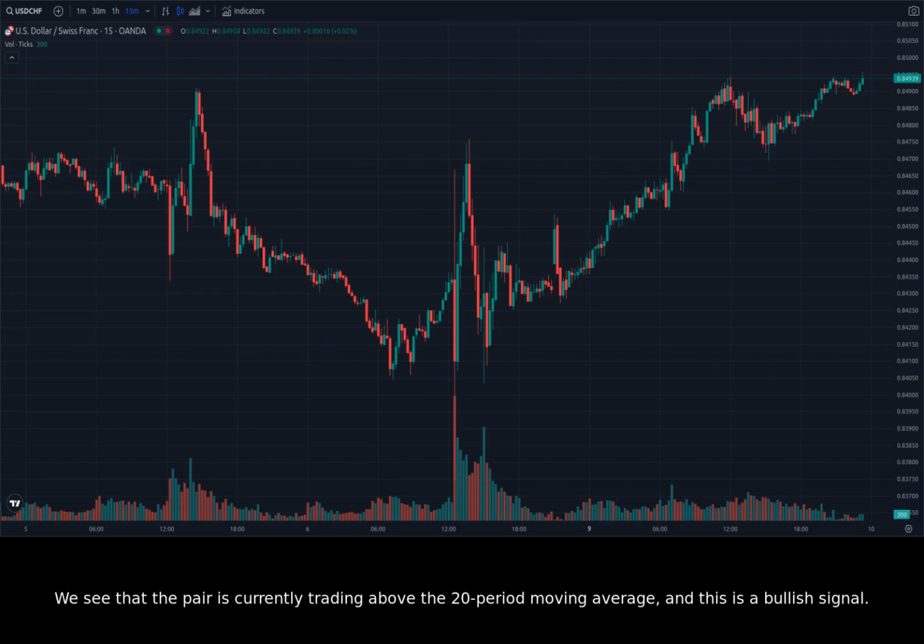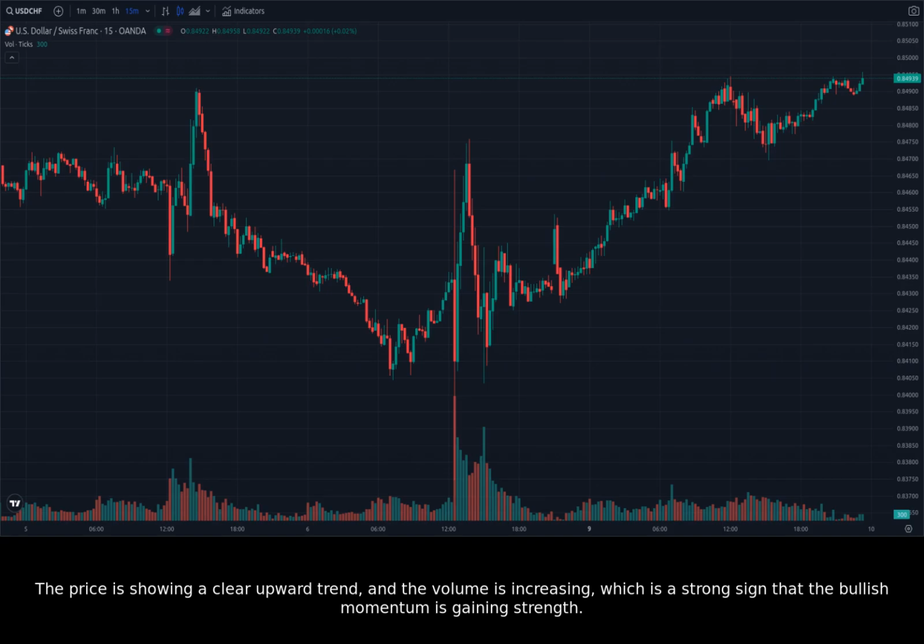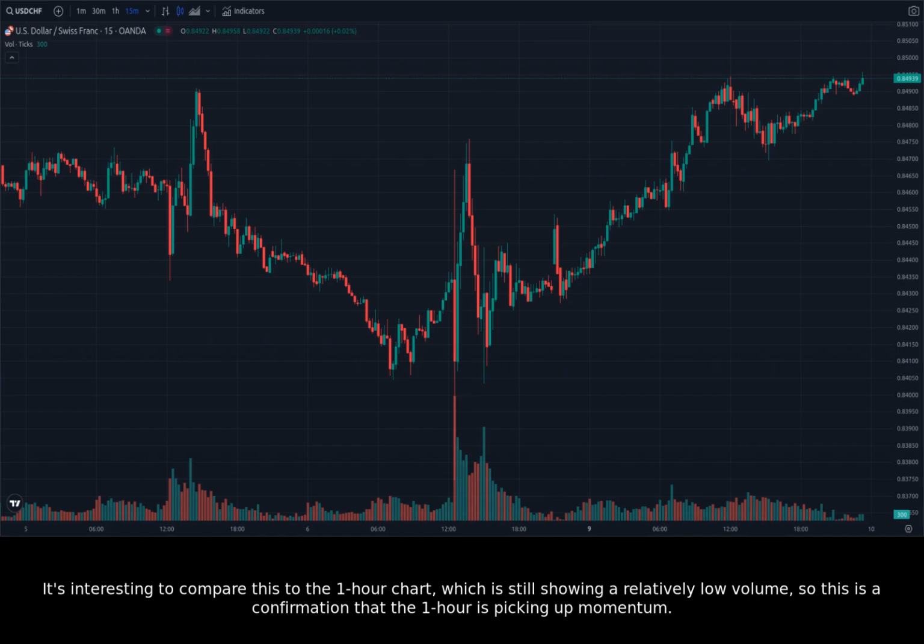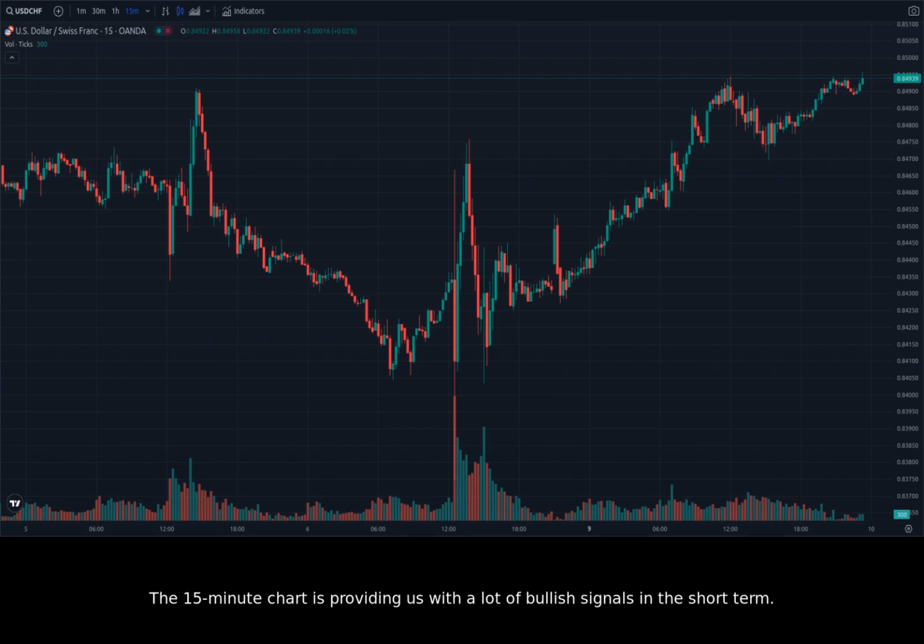We see that the pair is currently trading above the 20-period moving average, and this is a bullish signal. The price is showing a clear upward trend, and the volume is increasing, which is a strong sign that the bullish momentum is gaining strength. It's interesting to compare this to the 1-hour chart, which is still showing a relatively low volume, so this is a confirmation that the 1-hour is picking up momentum. The 15-minute chart is providing us with a lot of bullish signals in the short term. The pair is currently trading above the 0.85 level, which could act as support in the near term.